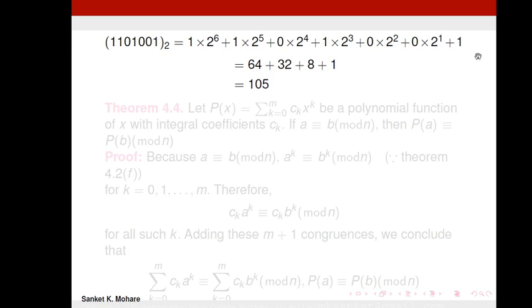Now we calculate this one. 2 raised to 6 is 64, 64 into 1 is 64. 2 raised to 5 is 32, 32 into 1 is 32. 0 into 2 raised to 4 is 0. 1 into 2 cubed is 8. 0 into 2 squared is 0. 0 into 2 raised to 1 is 0, plus 1. If we add this sum, 64 plus 32 plus 8 plus 1, it is equal to 105. So the decimal representation of this binary number 1101001 is 105.